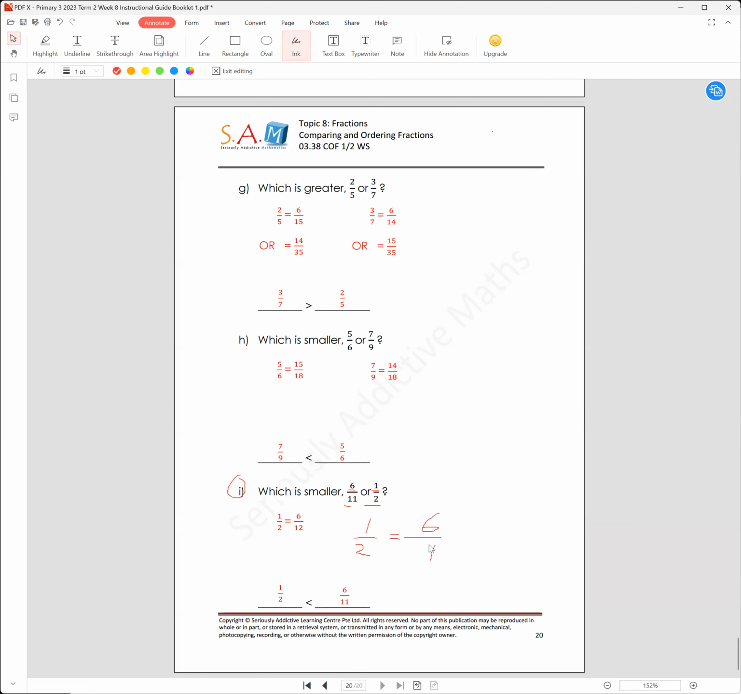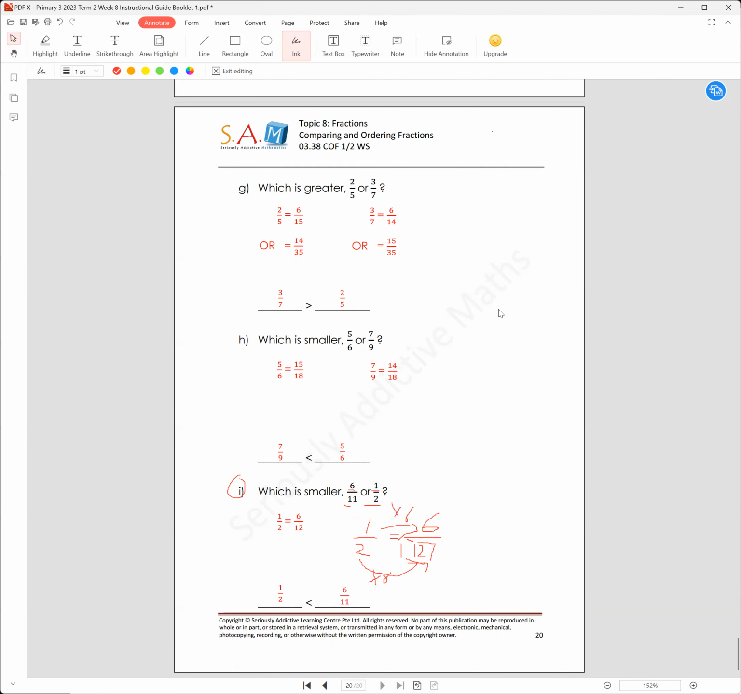So 1 times what? Oh, sorry. It's supposed to be a box. 1 times 6 equals 6. And then 2 times 6 equals 12. So then they can compare, right? 6 out of 11 and 6 out of 12, which is smaller, right? Numerator the same. So look at the denominator, the greater it is, the smaller it is.